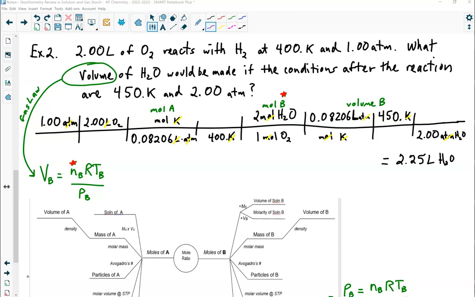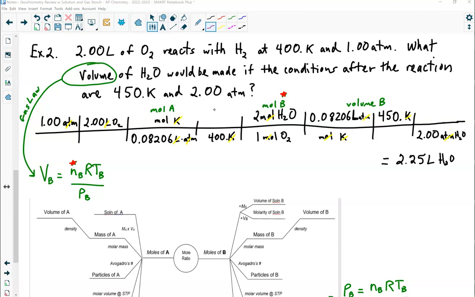You have 2 liters of oxygen reacts with hydrogen. That's going to be in excess because the amount of hydrogen is not given. It's at 400 K and 1 atmosphere. And then when this reacts, the temperature is going to change and the pressure might change in the container. And so what the question says then is what volume of water would be made if the conditions after the reaction are 450 K and 2 atmospheres.